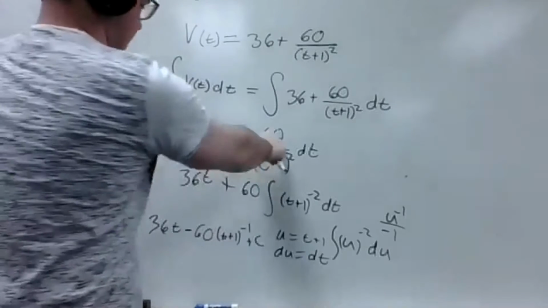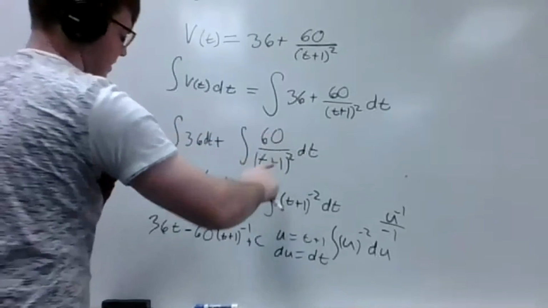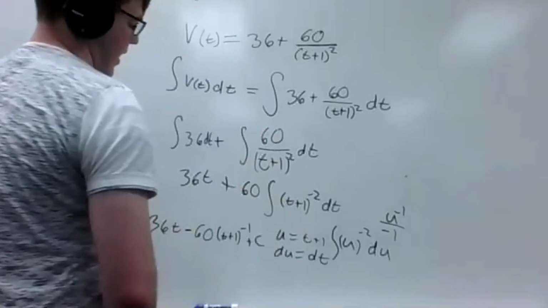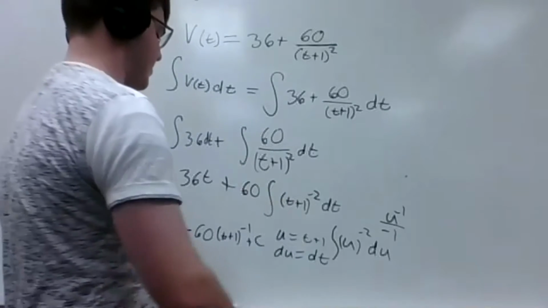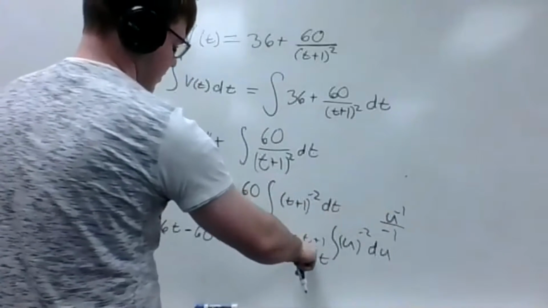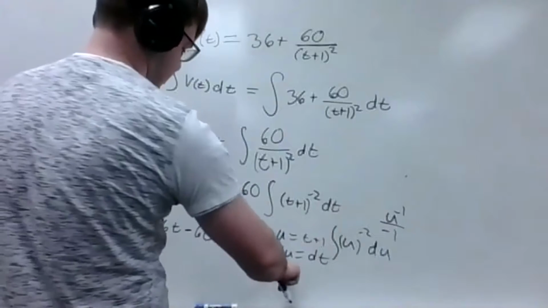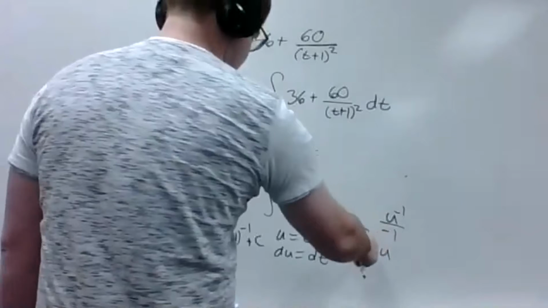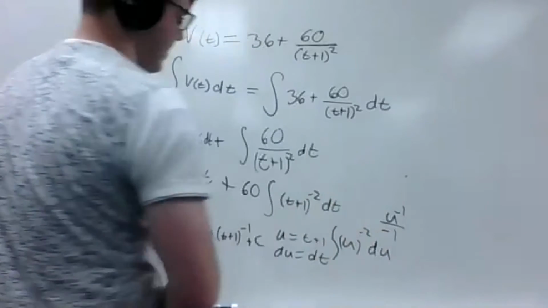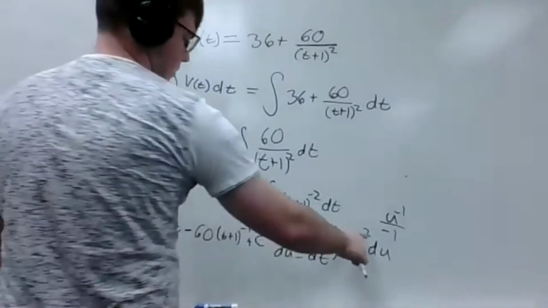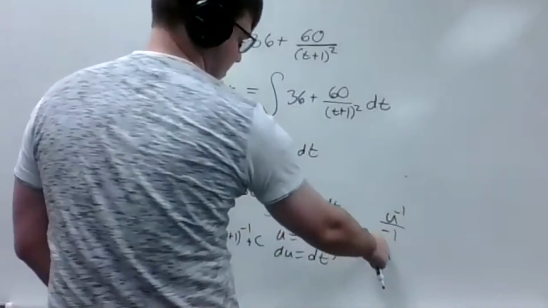So the integral of 36 is 36t. On this problem, 60 is a constant, so I just pulled it out of my integral. So I have this integral. And then to make it simple to see, I used u substitution. So u is t plus 1, du is dt. We can just replace dt with du and t plus 1 with u. So we have u to the negative 2. And then we add 1 to the exponent and drop it down.